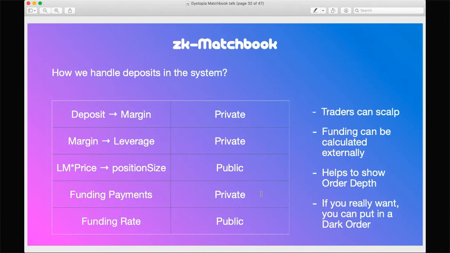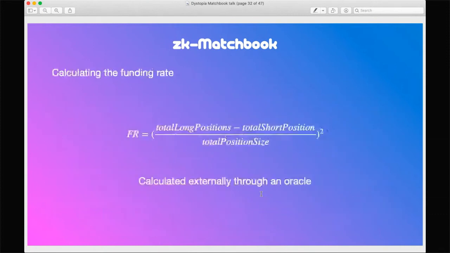So what does this help with? It helps with traders now can scalp the order book. Funding rate can be calculated externally, and now you can create something like the limit order book where you can show the order depth. And if you're really concerned about your privacy, you can just put in a dark order. And in case of a dark order, we'll make the position size private as well. But in that case, the funding rate that would be applicable on the exchange would be the funding rate that is calculated with public parameters and not with dark parameters, because this is one of the other challenges where you want to prove that the funding rate is calculated properly with the right amount of variables in it.